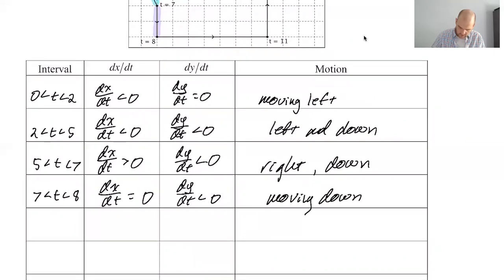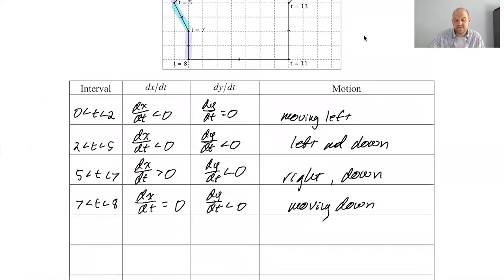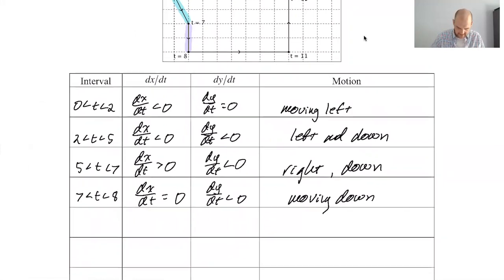You're not moving left or right, but you're still moving, right? For it to be not moving, you need dx/dt and dy/dt to be 0 at the same time, which doesn't really happen on this thing.